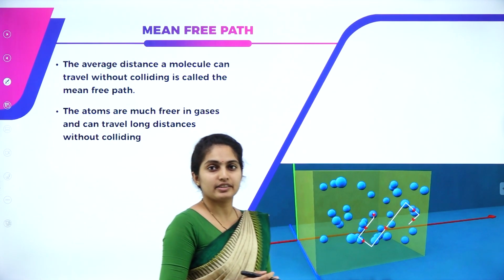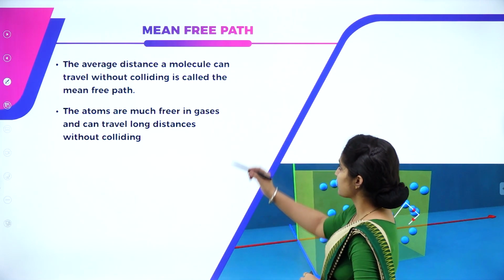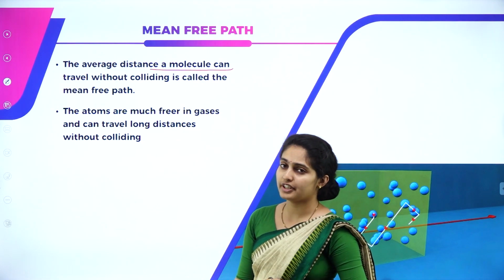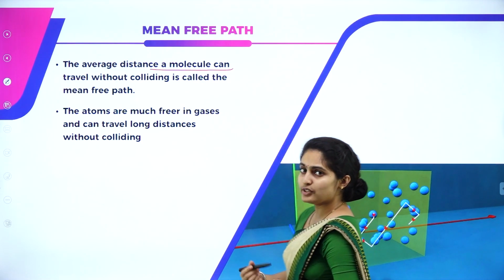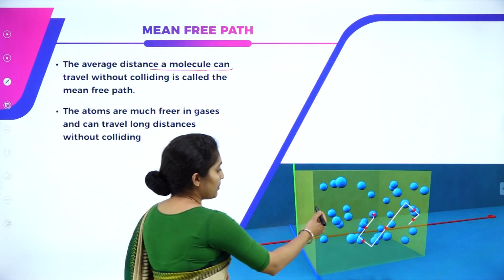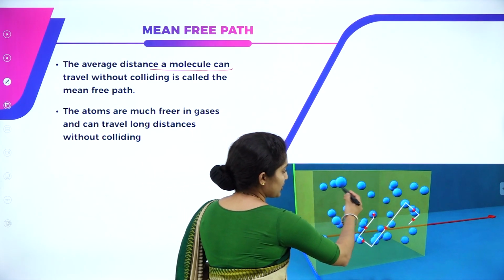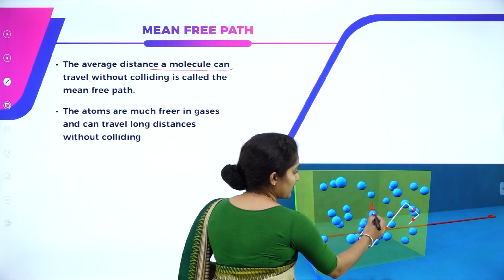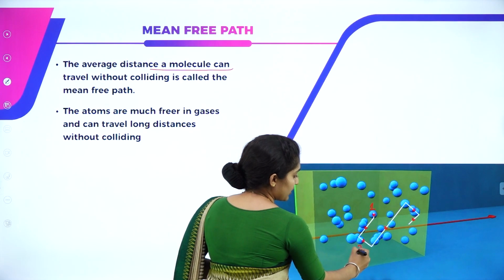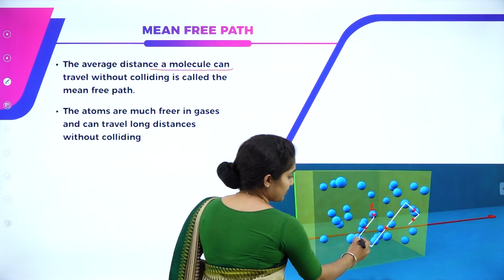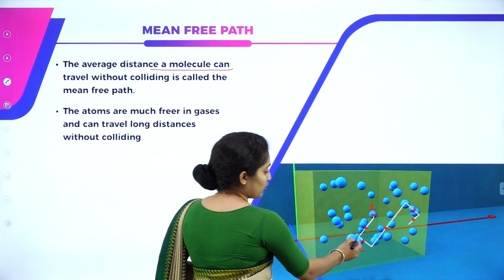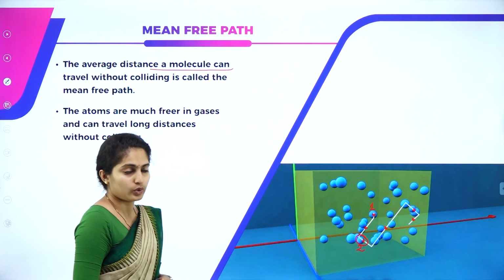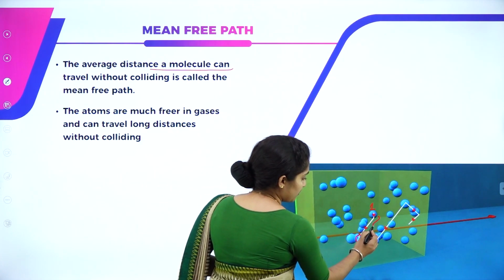So what exactly is a mean free path? First of all, the average distance a molecule travels without colliding is called the mean free path. As you can see in this picture, there are gas molecules present, blue in color. There is a first particle here and a second particle here. Particle 1 travels in this path, the arrow mark, and collides with particle 2. Before its collision, it travels from this length to this length.